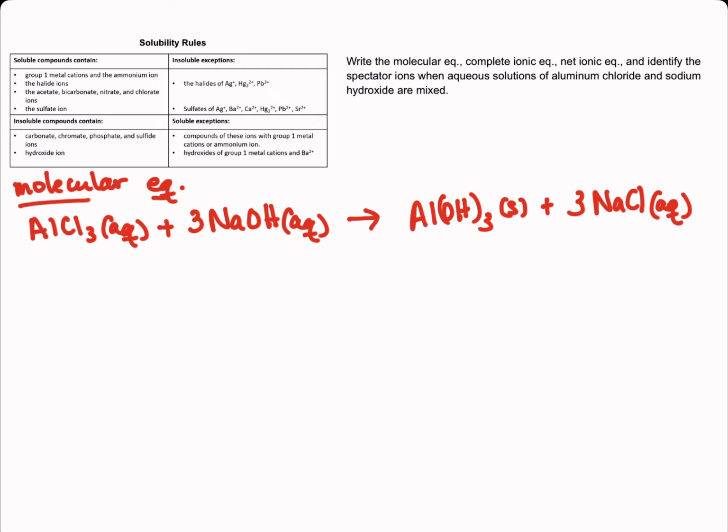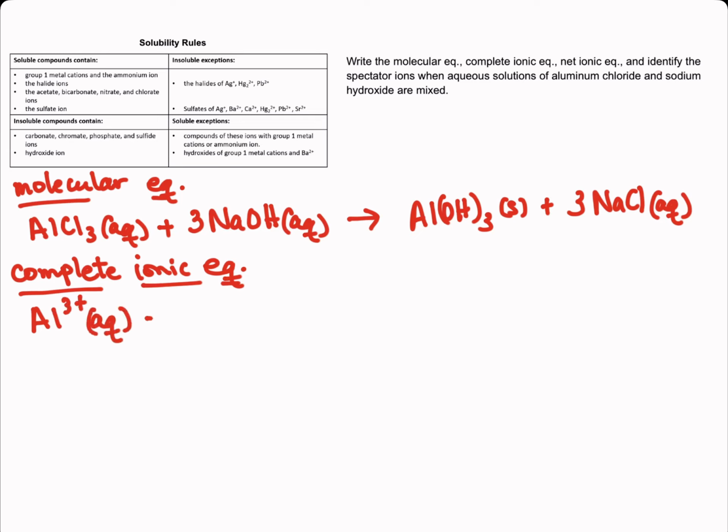We should have our scrap work to the side to help us out with the complete ionic equation. Remember that the complete ionic equation means that you completely break up all the aqueous, keeping the phases and the balancing throughout. Aluminum chloride is made up of aluminum 3 plus, aqueous, and there are 3 units of the chloride ion. Sodium hydroxide: there are 3 sodium cations and 3 hydroxides.